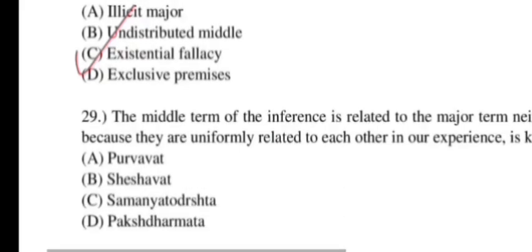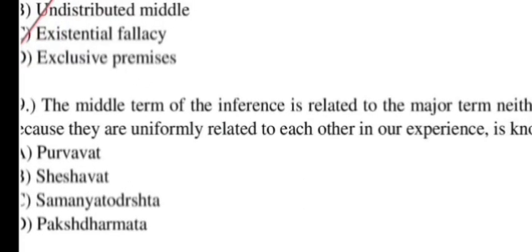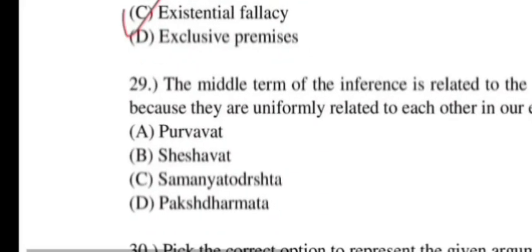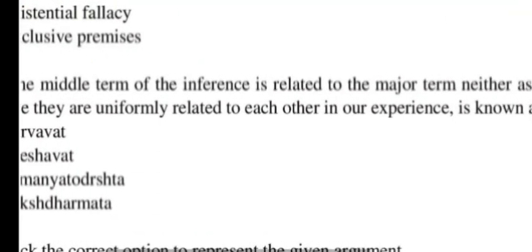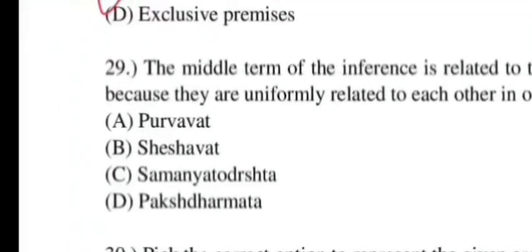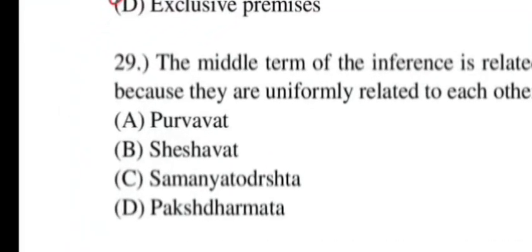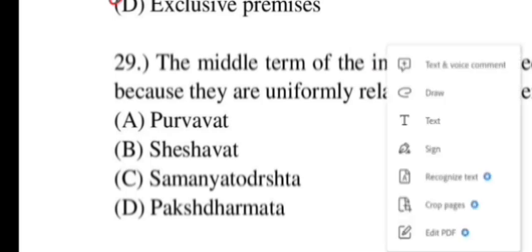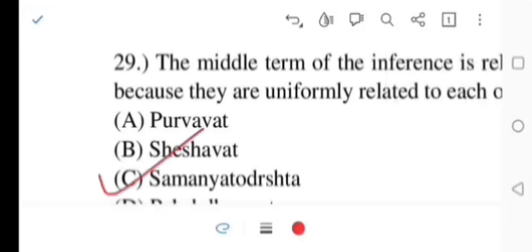29 says the middle term of the inference is related to the major term neither as a cause nor as an effect, but because they are uniformly related to each other in our experience, is known as what? Purvavat, Sehavat, Samanyottarstha, Paksa Dharmata. So these are the options for you. 29 it will be Samanyato Drasta, 29C.